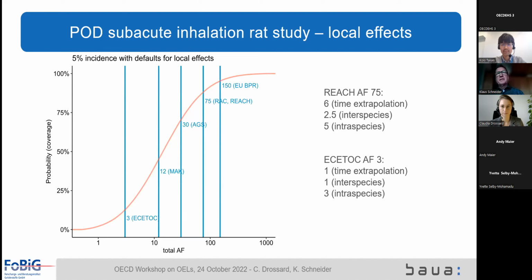What you see in this slide here is the outcome of such an exercise. We combined all the distributions derived by such techniques, and this is the red curve here in this graph, and we compared this with the overall assessment factors proposed by the various frameworks. And this example is for a point of departure derived from a subacute inhalation study in rats, where local effects in the respiratory tract have been observed. And this is for covering 95% of the target population. And you see that these various methodologies yield very different probabilities of achieving the level of protection aimed at.